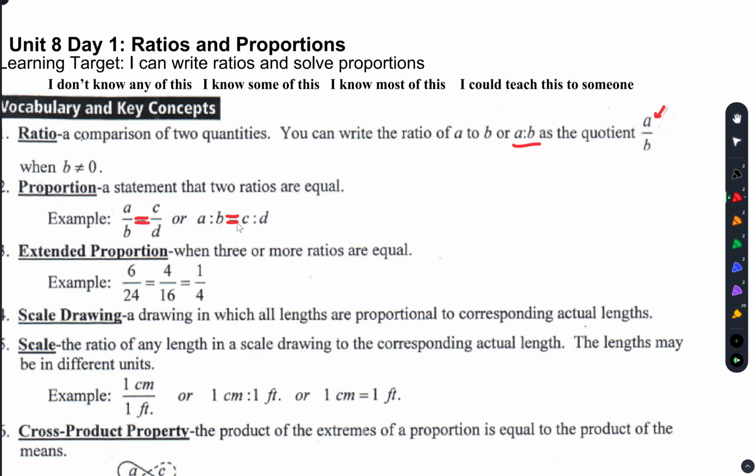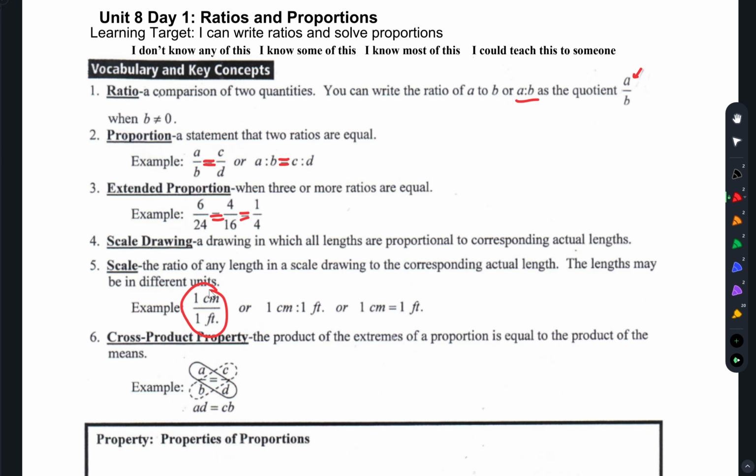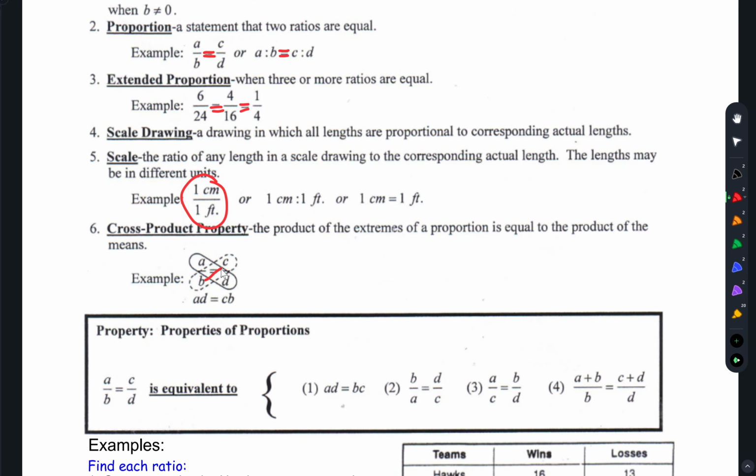We also have extended proportions, which are just proportions that we make longer by adding more stuff to them, but still a bunch of ratios and equal signs. We'll see scale drawings. We'll see scale. Scale is going to be an important part of our proportion writing. A lot of the times when we set up two ratios in a proportion, one of those ratios will be the scale.